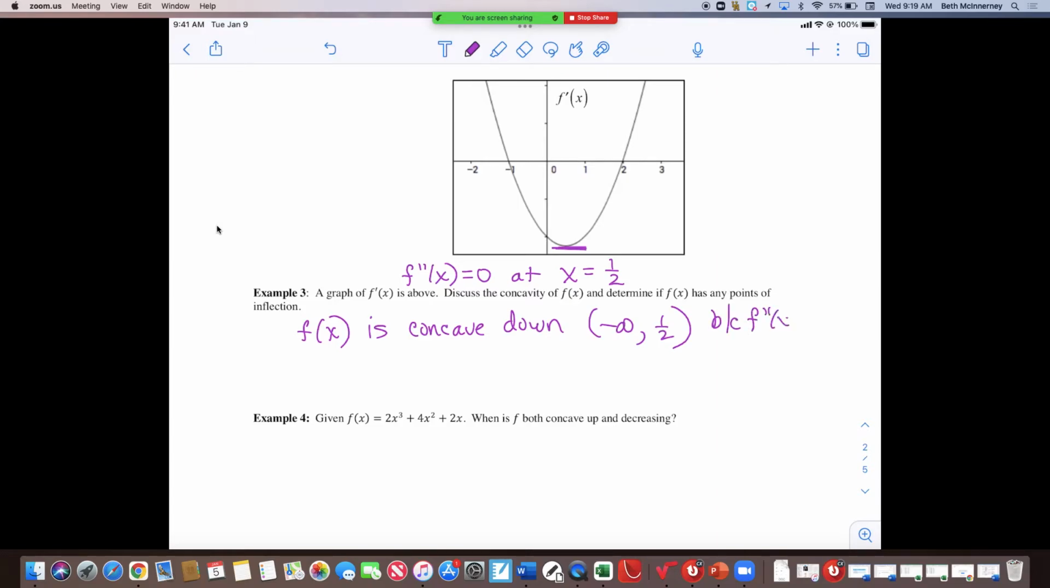because f double prime of x is negative on that interval. Then f of x is concave up from 1/2 to infinity because those slopes are positive on that side.